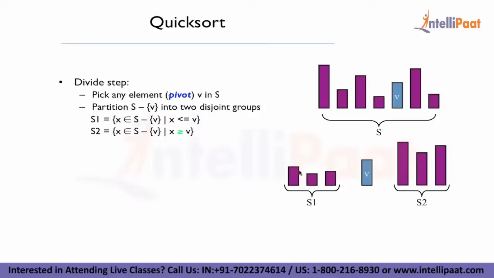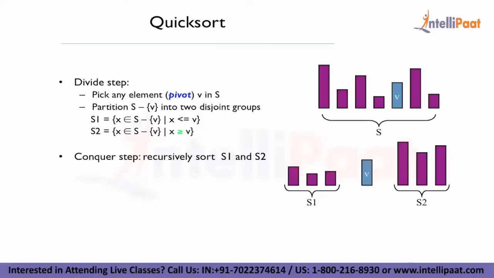We will pick one pivot from each part and partition the array again and again. We keep on doing this partitioning until we get all the partitions in a sorted manner. So the conquer step is to recursively sort S1 and S2. Here we divided the array into two parts. Conquer will be to solve this one and solve this one. After division, our problem is reduced to solving this one and this one. So we keep on dividing until our problem becomes smaller and smaller.